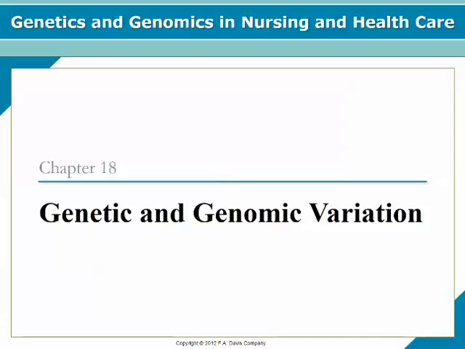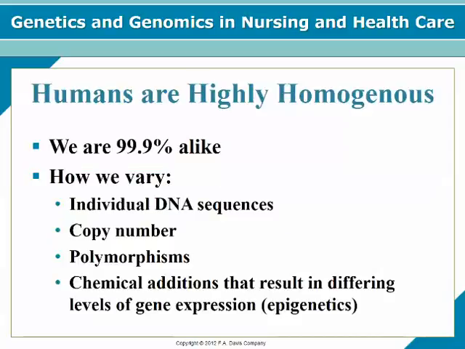So, first of all, humans are very homogeneous. We're 99.9% alike. How we vary is individual DNA sequences, copy numbers, polymorphisms, and chemical additions that result in differing levels of gene expression, epigenetics. So mitochondrial DNA and DNA on the Y chromosome is passed from generation to generation with very little variation.